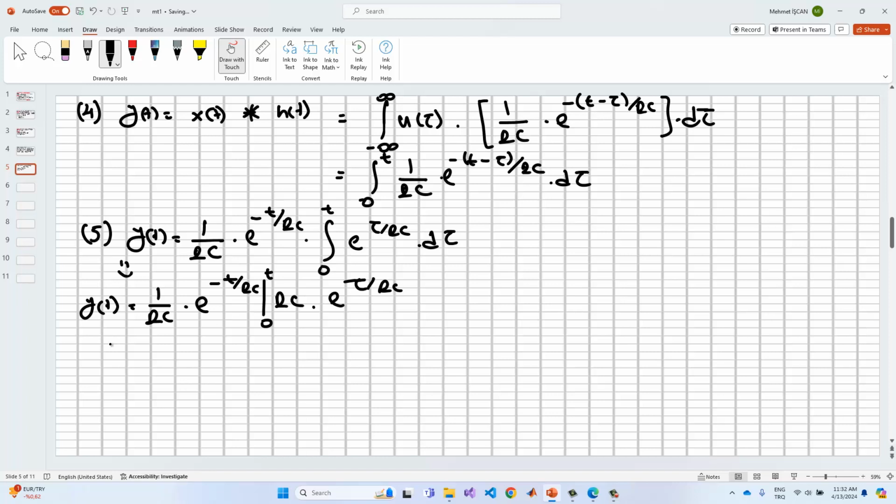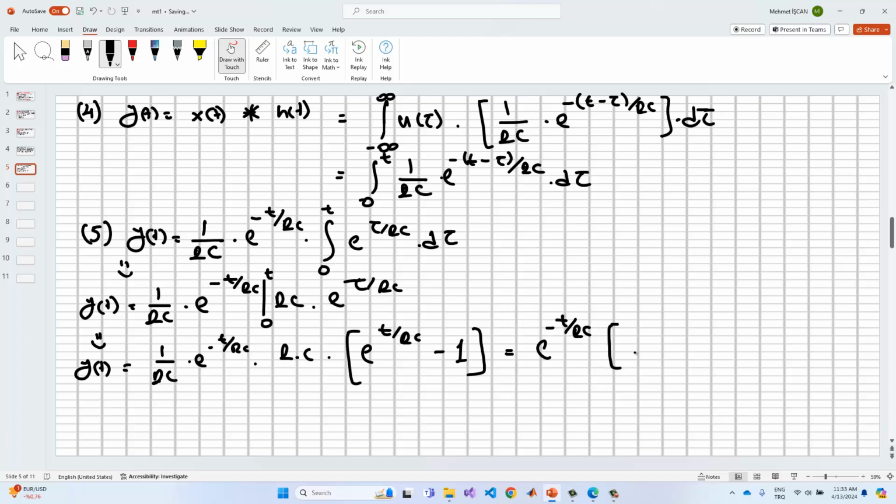Okay, and then y(t) again is calculated as 1/RC times e^(-t/RC) times RC. This is the constant term, and we have the parenthesis term: e^(t/RC) is the first term, minus 1, because we have the value 0 exponential over 0, which is equal to 1. Okay, and this is also equal to e^(-t/RC), because this RC removes the whole terms in here, just like this one, and also we have e^(t/RC) minus 1.